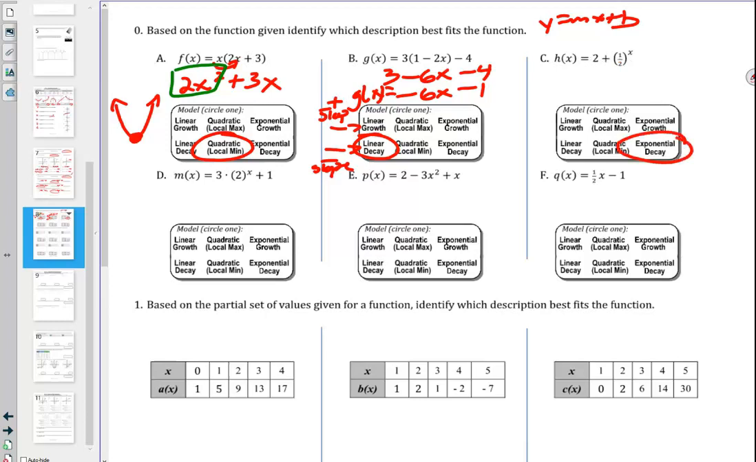Look at D. D also has the variable up in the exponent. But now the base is greater than 1. So what's this one going to be? Growth. How about E? It's definitely quadratic, but even though the terms aren't in order, look at what's in front of the square, a -3. This parabola is going to face down. If the parabola is facing down, where's the vertex going to be? If we have a downward facing parabola, where's the vertex? A max.